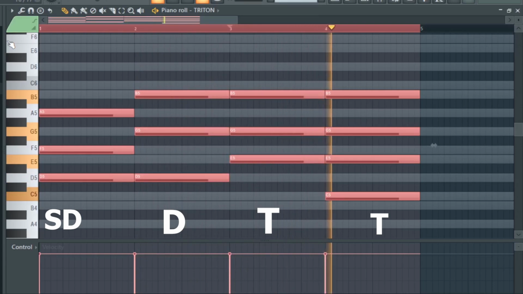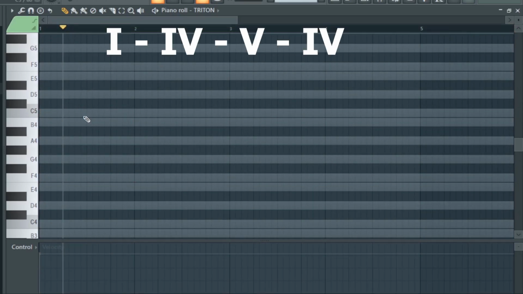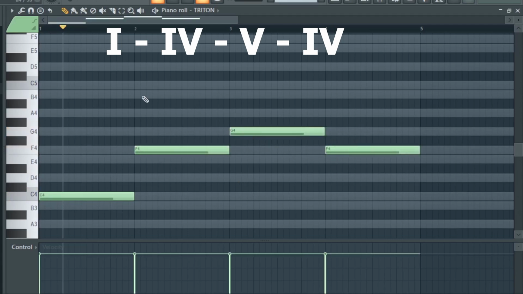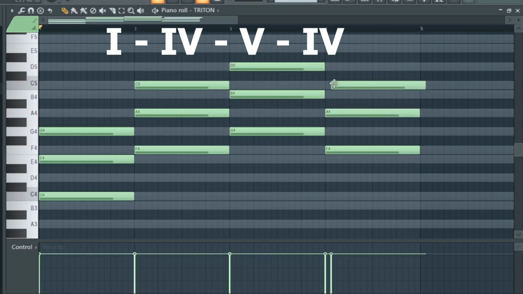Now let's look at chord progressions in popular Afrobeat songs and then we'll analyze them. So the first progression we are going to use is the 1-4-5-4. This progression was used in Wizkid's Soco. So we invert this note to connect them, and this is what we have.